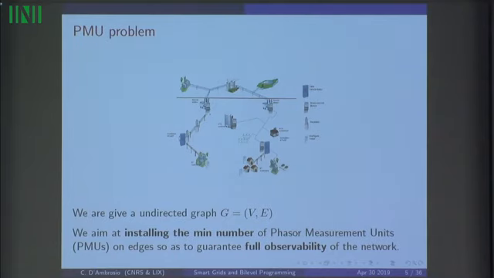We suppose that we are given a network, a graph G, composed of vertices, capital V, and edges, capital E. The aim of our work was to install the minimum number of PMUs in the network, because we suppose that these PMUs are expensive. And we want to guarantee full observability of the grid, meaning that at any time we want to be able to know the voltage at each node of the network and the current at each edge of the grid.